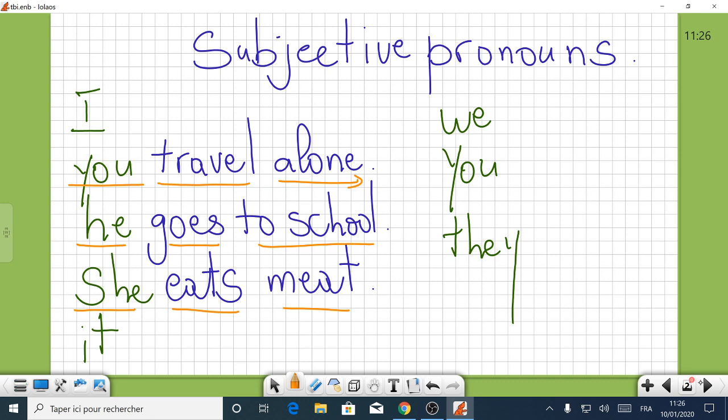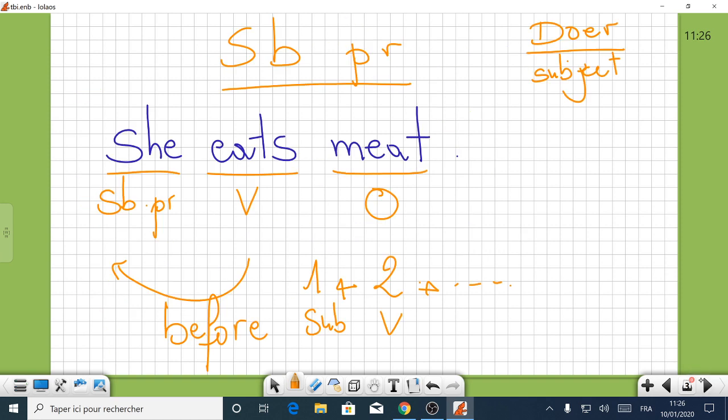And on the other slide, I wrote a sentence to analyze it. So what do we have? Subjective pronoun, verb, and object. What does it mean here? It means that the verb should have a subjective pronoun. So the subjective pronouns always come before a verb. Whenever we see a verb, we should find a subjective pronoun for it.